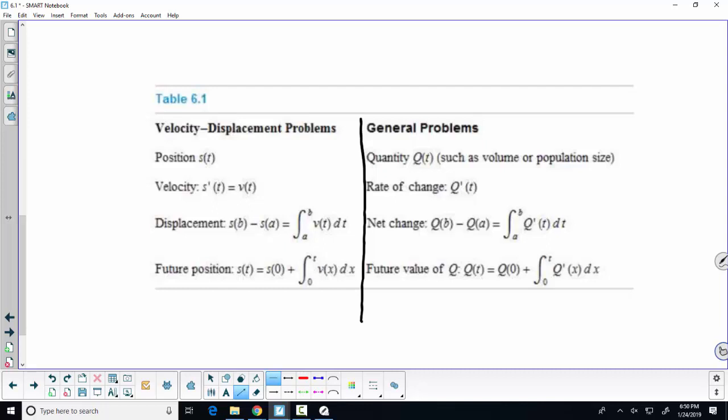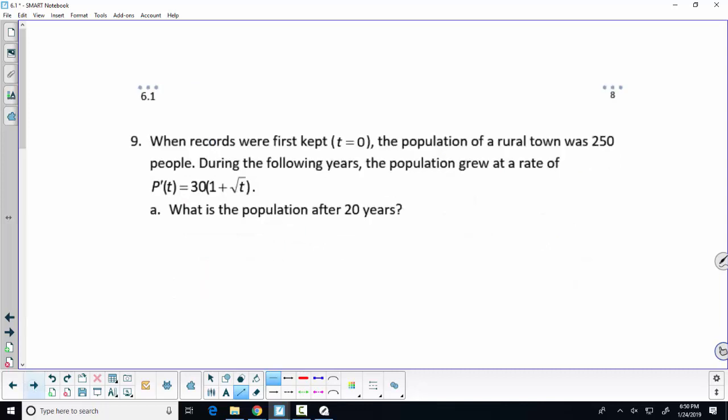So when we look at a problem like this, where we're talking about maybe population growth or whatever rate of change we're measuring, we can get back to the original population function, whatever the original function is. So we've got P prime of t, the growth rate of the population, and we're given an initial condition on that. At t equals 0, the population was 250 people. So our initial condition is this.